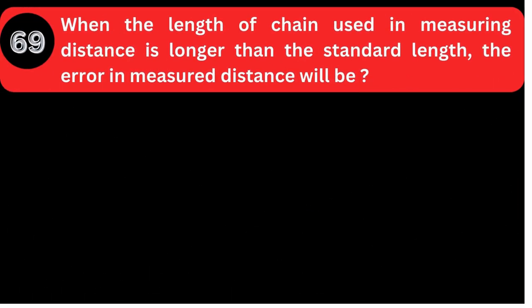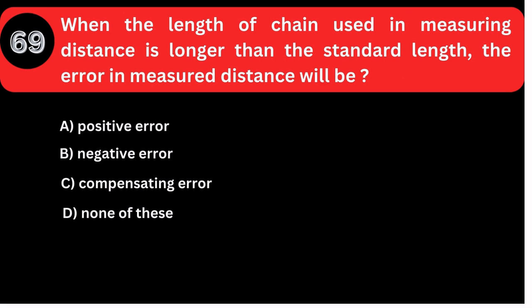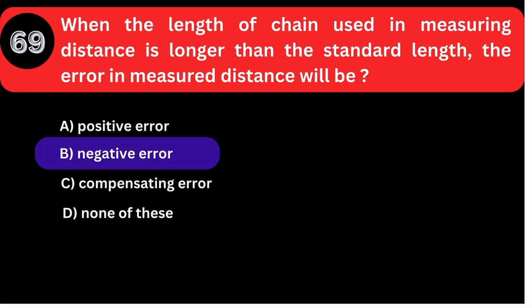When the length of chain used in measuring distance is longer than the standard length, the error in measured distance will be. Options: A. Positive error, B. Negative error, C. Compensating error, D. None of these. Answer: B. Negative error.